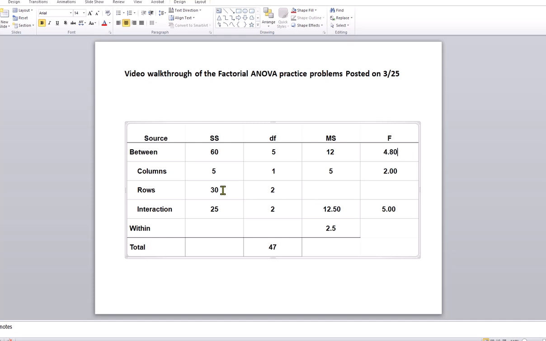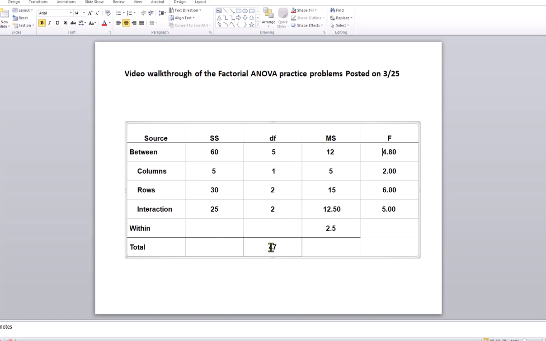30 divided by 2, moving in this direction, gives you 15. And then 15 right here divided by 2.5 gives you this answer, which is 6. And you can see that I'm taking them all out to the second decimal point. You don't really have to, but it's nice to be consistent with APA. Got those extra spaces in there, which is annoying to me.